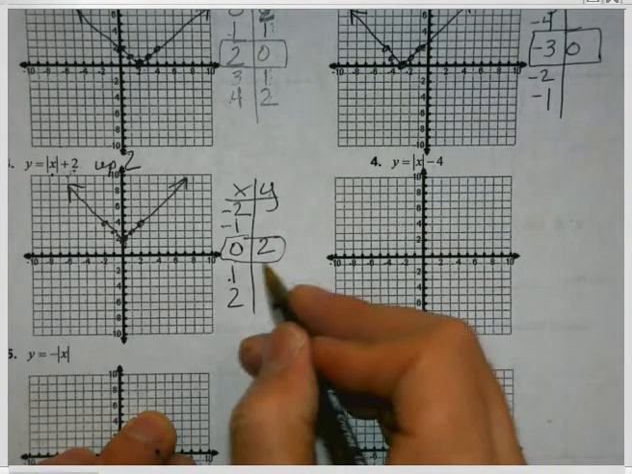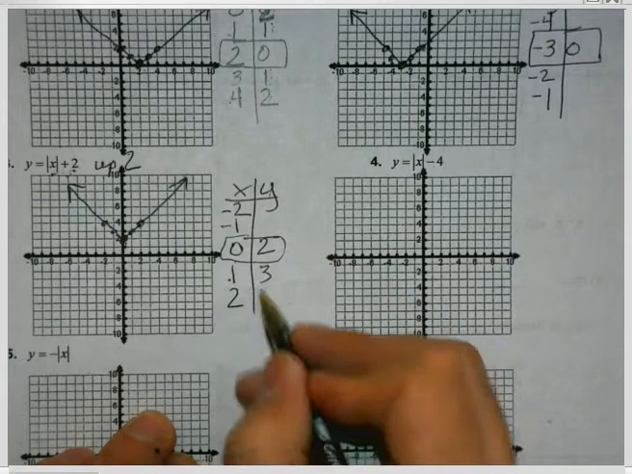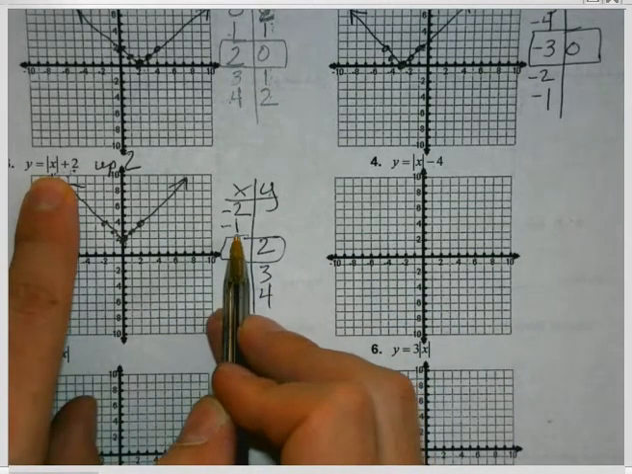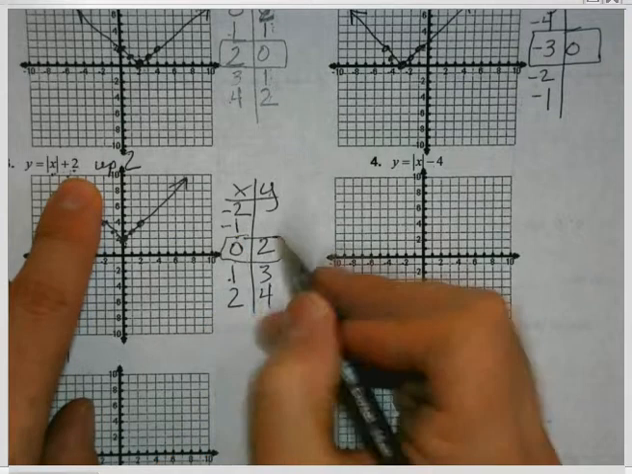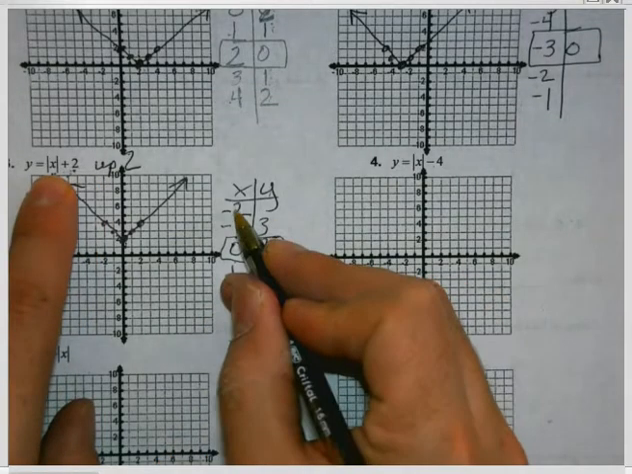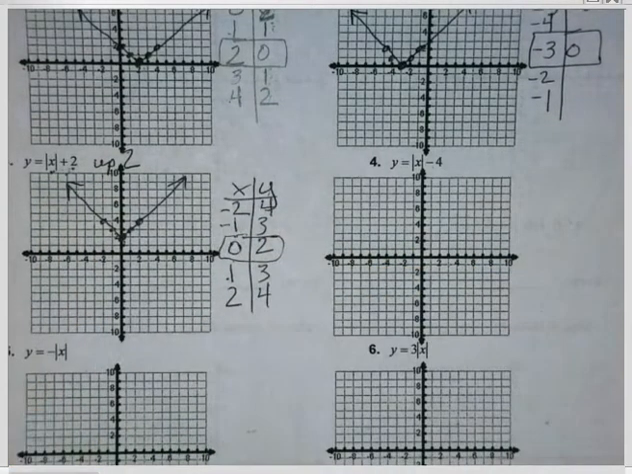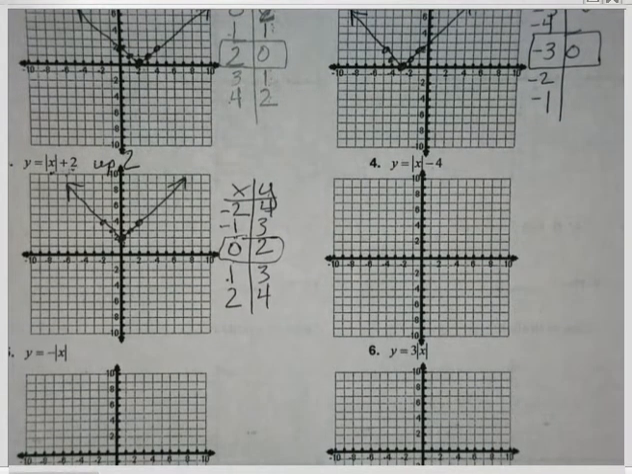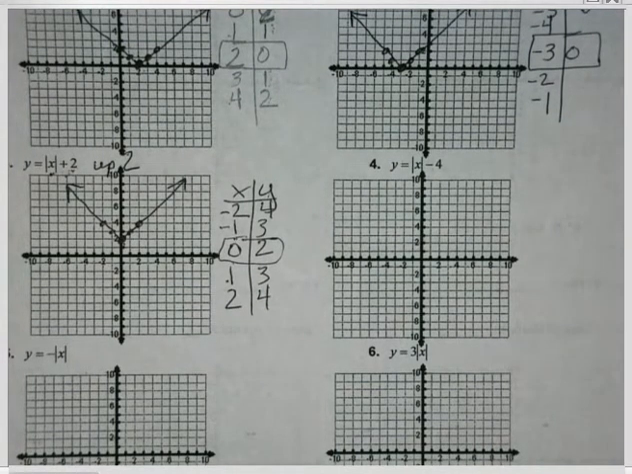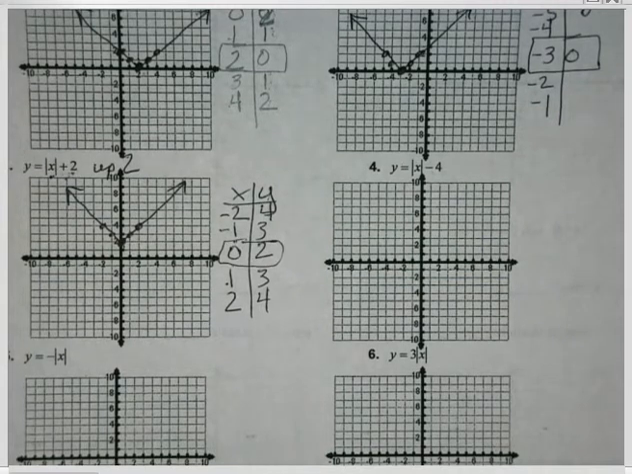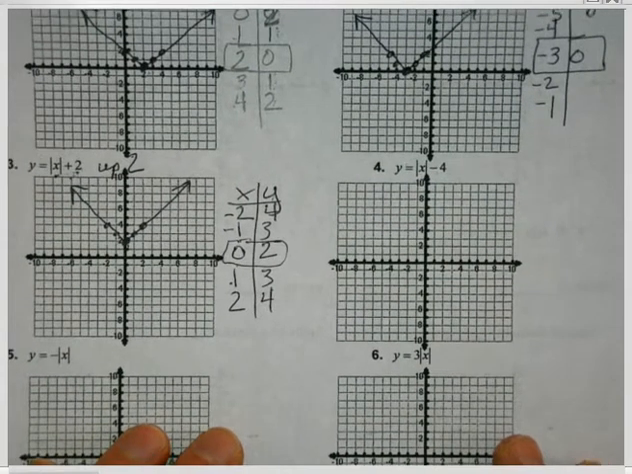1 plus 2 is 3. 2 plus 2 is 4. The absolute value of negative 1 is 1. Plus 2 is 3. Absolute value of negative 2 is 2. Plus 2 is 4. And it's still symmetrical. If I've got the middle point right, it will be symmetrical every time. If I screw something up, I'll start to get different numbers, and I'll be like, wait a minute, something's not quite working right here.